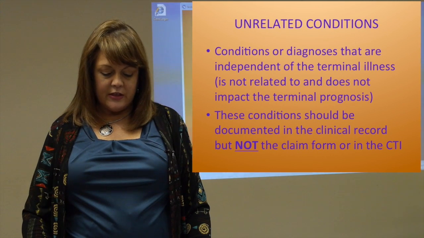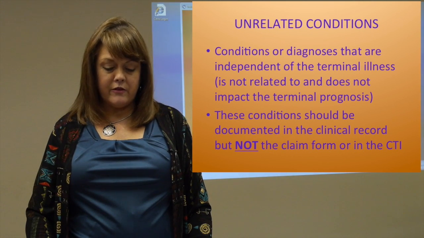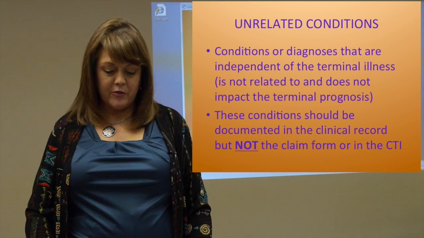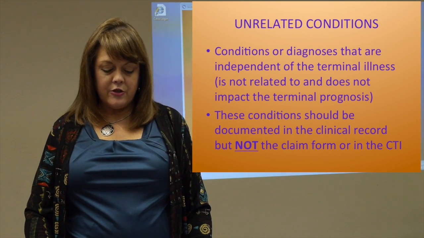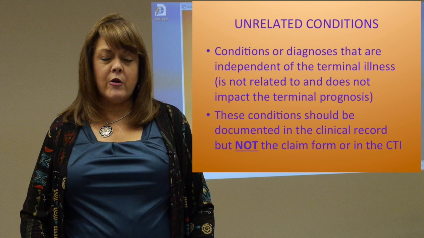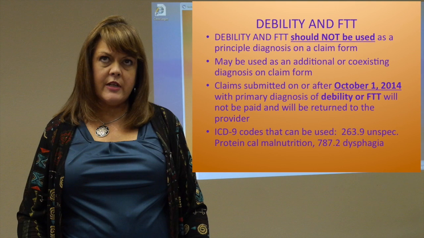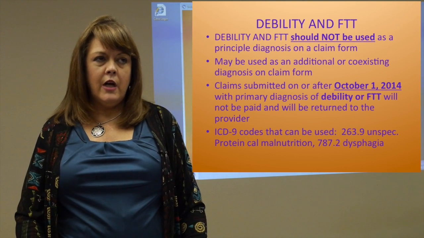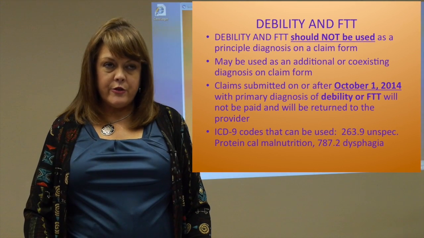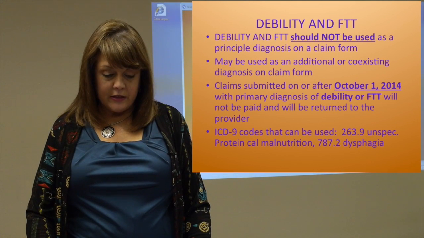What are the unrelated conditions then? These are conditions or diagnoses that are independent of the terminal illness, not related to it, and do not impact the terminal prognosis. These conditions should be documented in the clinical record, but not included on the claim form or the certificate of terminal illness. Those would be things like glaucoma or hypothyroidism, osteoarthritis, minor things that may impact the patient's function, but not necessarily their terminality.